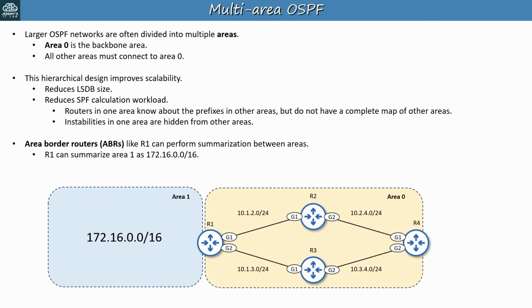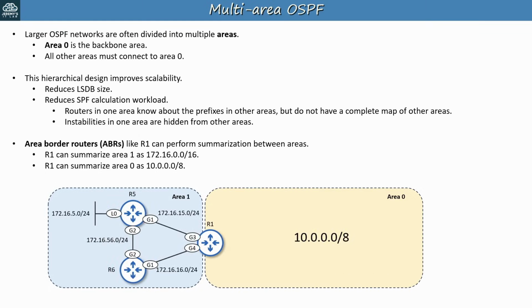Here are those prefixes between the routers again, all beginning with 10. So R1 can summarize Area 0 as 10.0.0.0/8 and advertise that summary into Area 1. So R5 and R6 don't know about each prefix contained in Area 0. They just know the 10.0.0.0/8 summary that R1 advertises. Summarization like this further reduces the LSDB size of each area and hides instabilities in one area from other areas. We'll cover more information about the benefits of multi-area OSPF and summarization later in this section of the course.